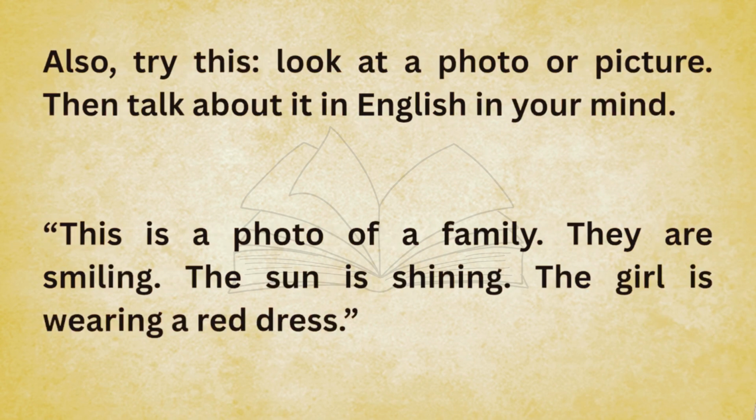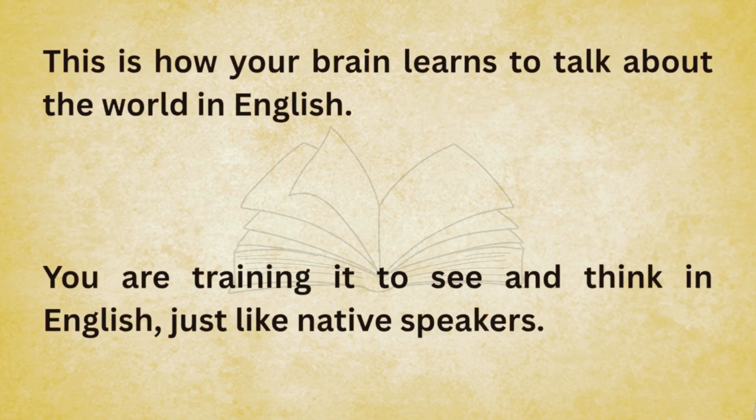Also, try this. Look at a photo or picture. Then talk about it in English in your mind. This is a photo of a family. They are smiling. The sun is shining. The girl is wearing a red dress. This is how your brain learns to talk about the world in English. You are training it to see and think in English just like native speakers.